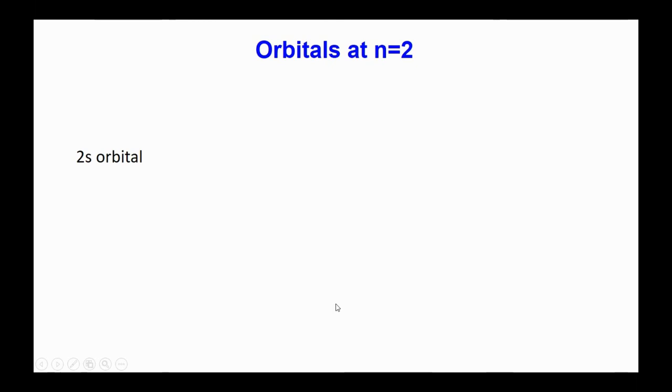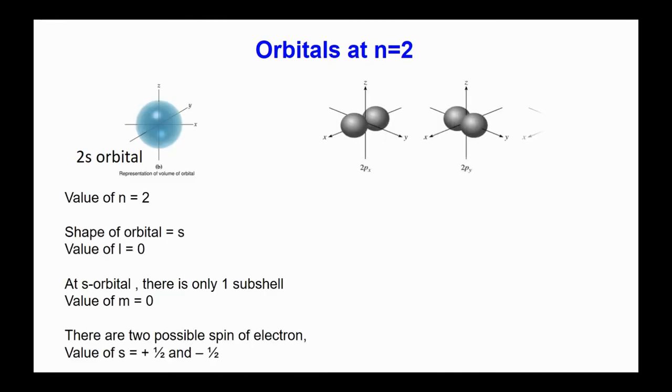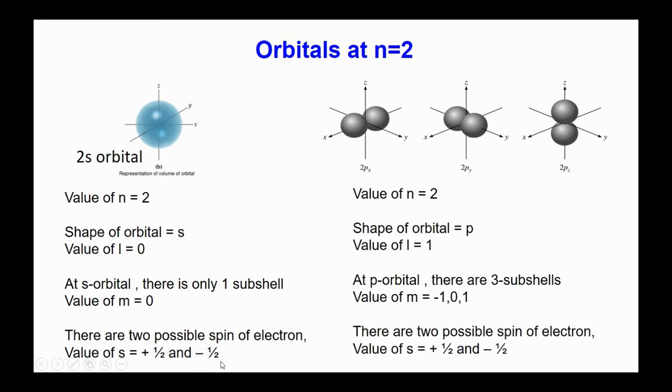When n equals to 2, there are 2s orbital and 2p orbital. So for 2s orbital, the value of n is 2. Okay, so the shape is S, so the value of L is 0. So since there is only one orientation, M is also 0 and the spin is the same for all. Positive half and negative half.